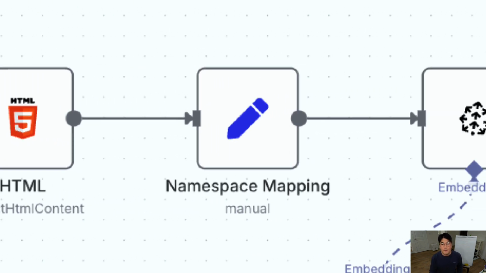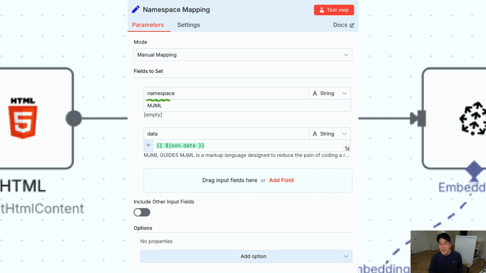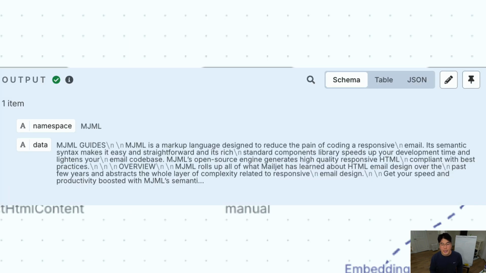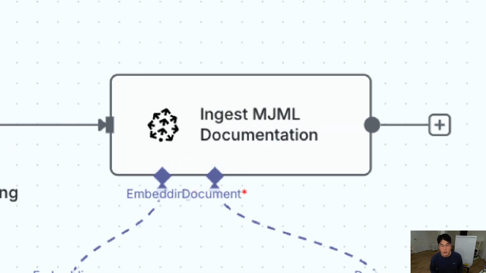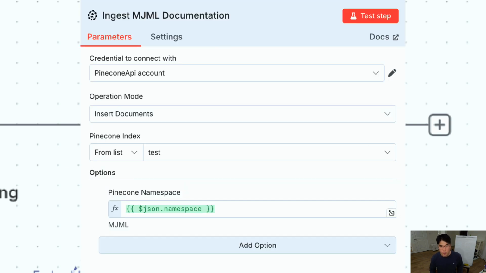You see, the resulting data is much cleaner and focused than the raw HTML we started with. Then we use the Edit Fields node to set our namespace and neatly package the extracted documentation data. This structured data is essential for the next step, where we use the Pinecone node to ingest this processed documentation into our vector store on an index of our choice, in this case, the test index. This vector store acts as a searchable knowledge base for our AI.